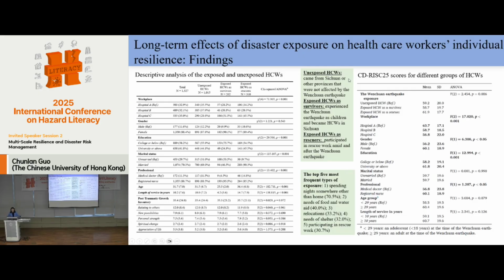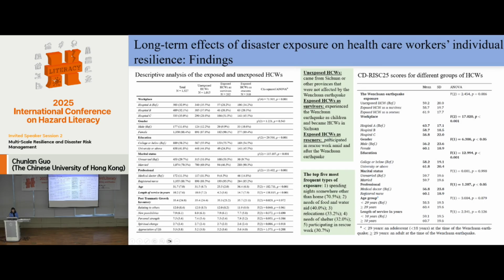We divided those 15,000 participants into three groups. One group is unexposed healthcare workers. That means they came from different parts of Sichuan or different parts of China. They did not experience the Wenchuan earthquake in 2008, so they were not exposed to it. And the second group is named exposed healthcare workers as survivors. That means they experienced the Wenchuan earthquake, but they were still kids. They were survivors of the Wenchuan earthquake.